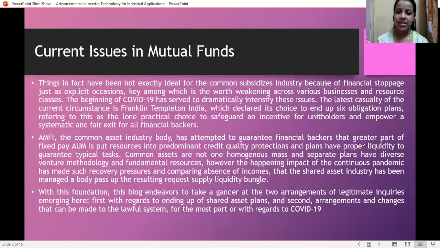AMFI, the mutual fund industry body, has attempted to assure investors that the majority of the fixed income funds invest in superior credit quality securities and that plans have proper liquidity to ensure normal operations. Mutual funds are not one homogeneous mass, and separate plans have diverse investment strategies and underlying assets. However, the impact of the ongoing pandemic led to a sharp demand, supply, and liquidity mismatch. With this background, this blog endeavors to look at two sets of legal questions arising here. First, with regard to winding up of mutual fund plans, and second, reforms and changes that can be made to the legal framework for the mutual fund industry.